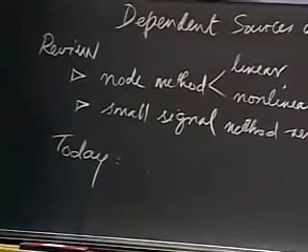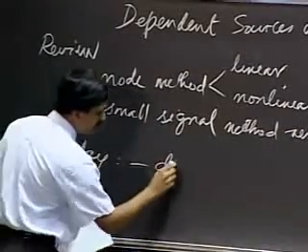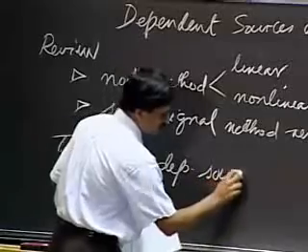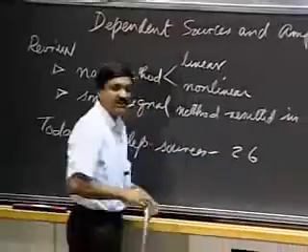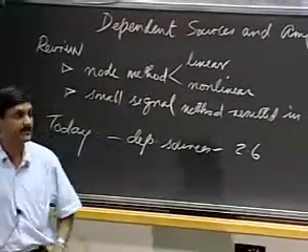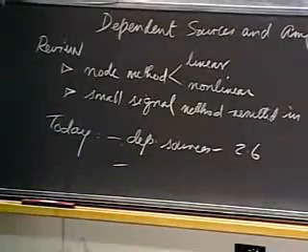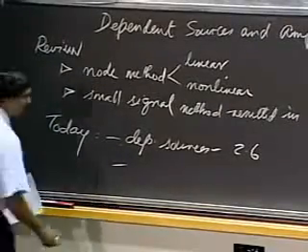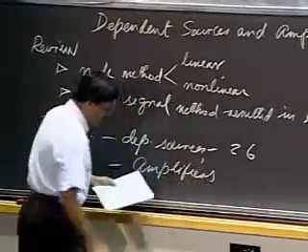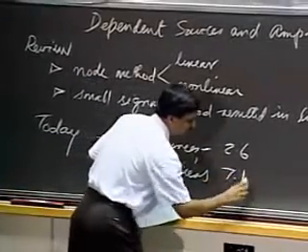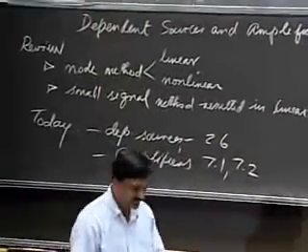So today, we're going to do a couple things. We're going to look at dependent sources. And the reading for this is section 2.6 of your course notes. And the dependent source will be a new element in your tool chest. We will also do amplifiers. And amplifiers are in section 7.1 and section 7.2 of your course notes.